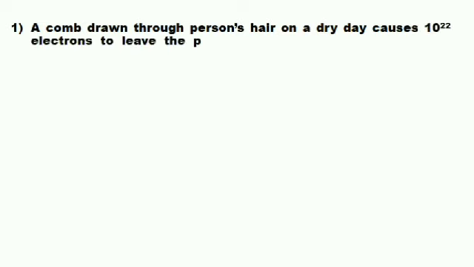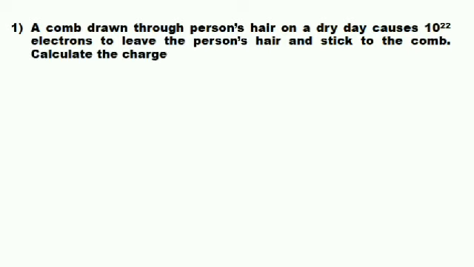A comb drawn through a person's hair on a dry day causes 10 raised to 22 electrons to leave the person's hair and stick to the comb. Calculate the charge carried by the comb. So this is often familiar to you. We often do this activity during class sessions in your lower classes. So a comb drawn through a person's hair on a dry day causes 10 raised to 22 electrons to leave the person's hair and stick to the comb.